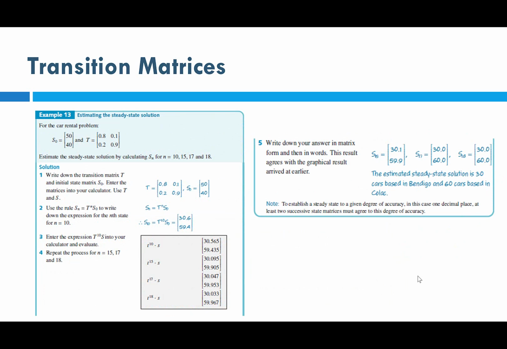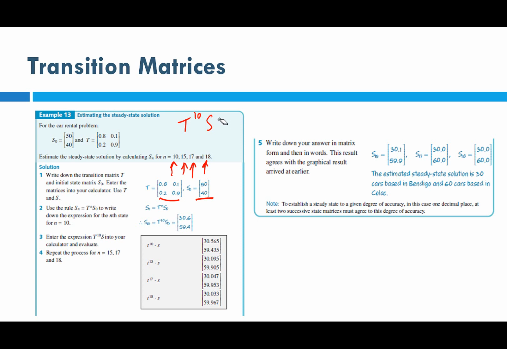For the car rental problem, S0 is 50, 40. That's the transition matrix. Find the steady state solution by calculating T^n S0 for that, and that. We've got to do this 4 times. So initially in the calculator, you put that into T, that into S, correct? And I'll put it to the power of 10. So you would just be asking the calculator, do T^10 times S0, or S in your situation.